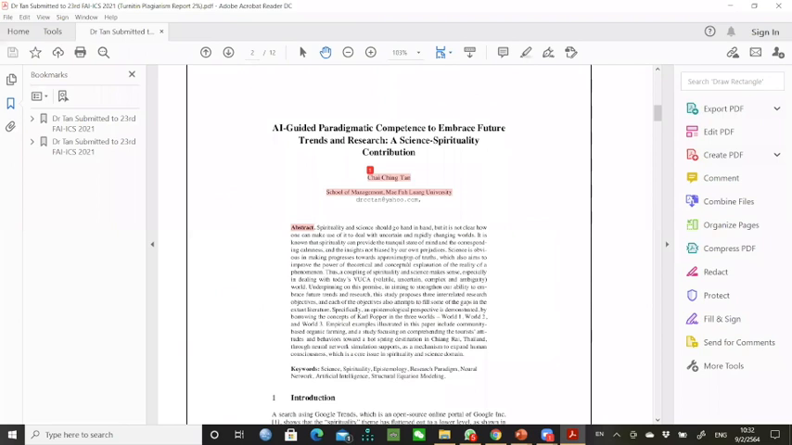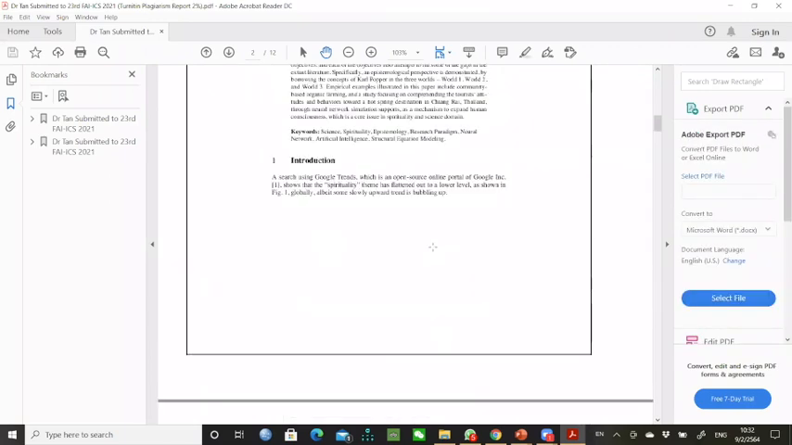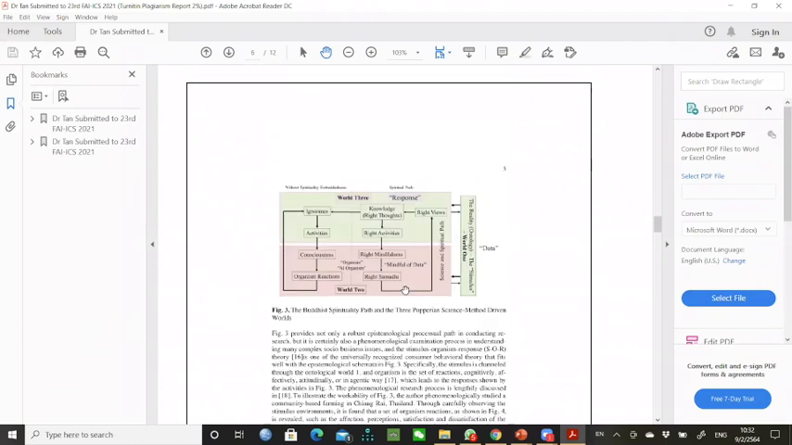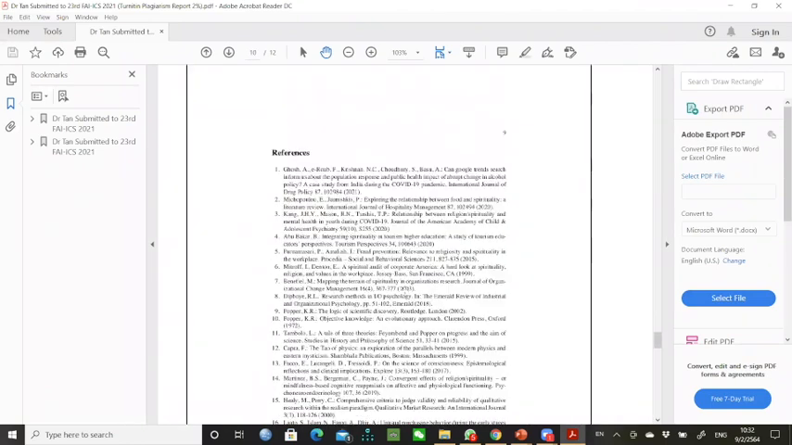There are various different titles. AI, artificial intelligence, guided paradigmatic competence to embrace future trends and research, a scientific, spiritual contribution. So you see different titles, and this one is in a slightly different format.